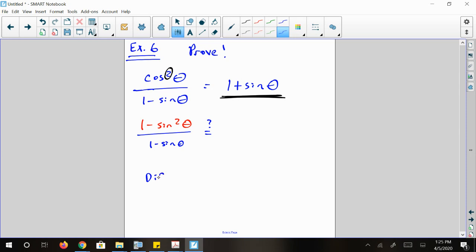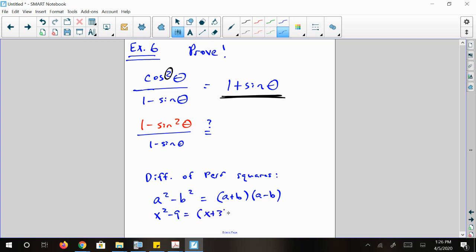a difference of perfect squares, what that means is you have something that looks like a squared minus b squared. And we've learned that that can be factored as (a plus b) times (a minus b). In other words, if you had something like x squared minus 9, this would be the same thing as (x plus 3) times (x minus 3). So let's see if we can use that on the numerator here of this fraction.